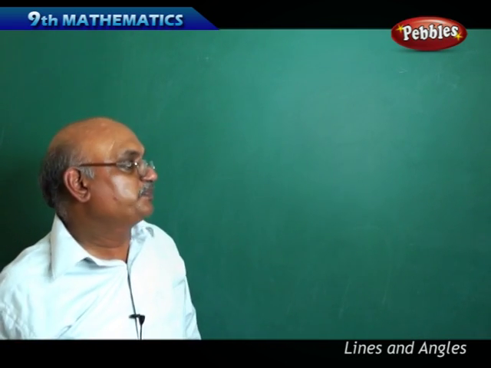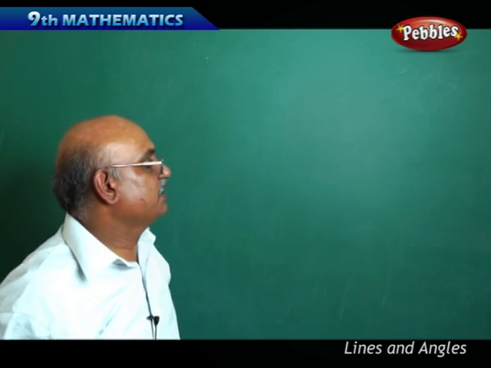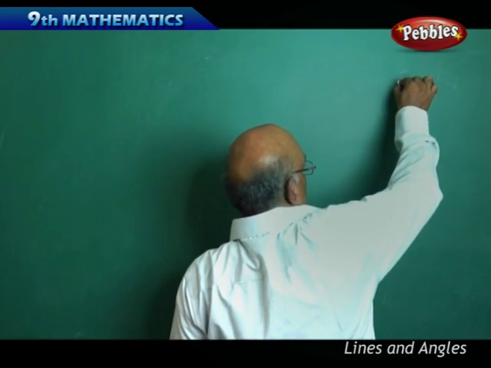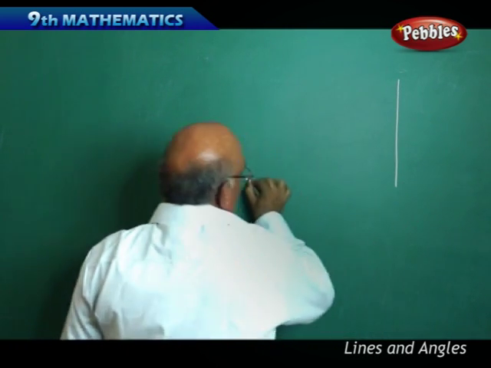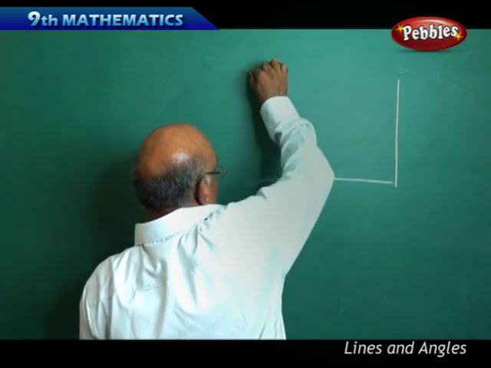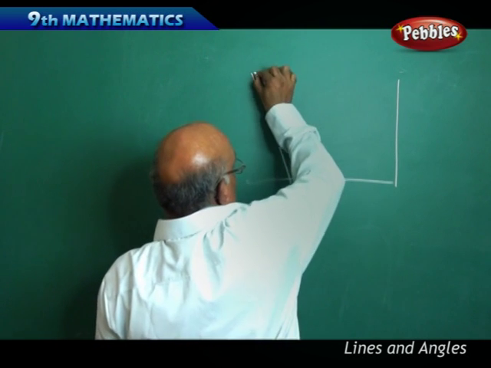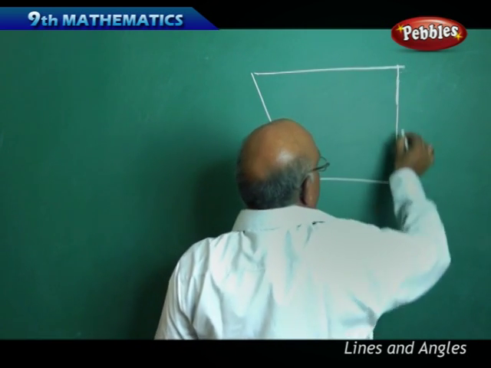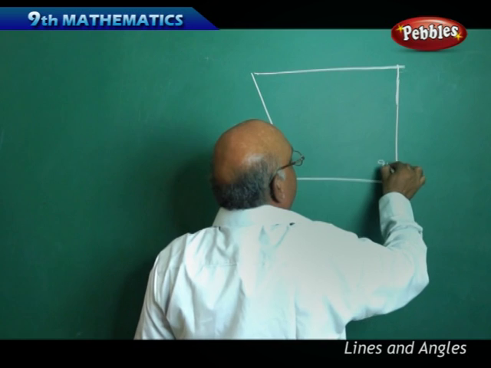Now, like your previous problem, there is one more question of the same type. If you have two lines here, now this angle is equal to 90 degrees, which he had given.